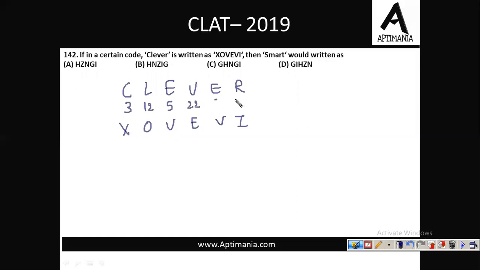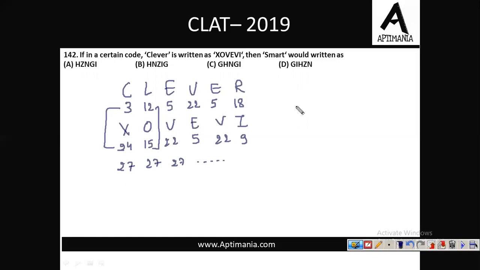E is 5, and R is 18. And the position of X is 24, O is 15, V is 22, E is 5, V again is 22, and I is 9. So you will see that the total of these two numbers is coming out to be 27. Here also it is 27, here also it is 27, and so on. So this is the logic of this question.